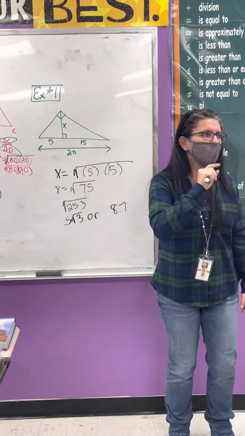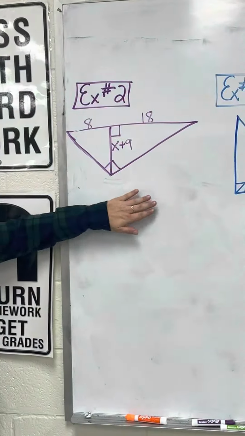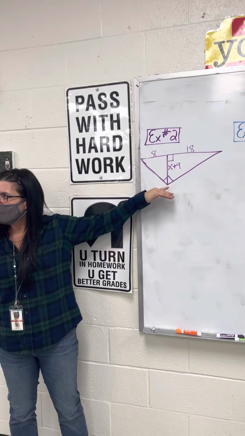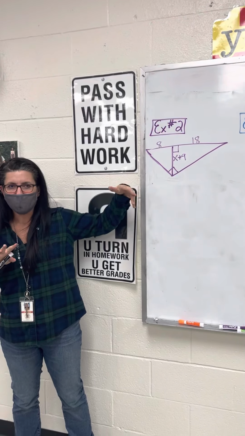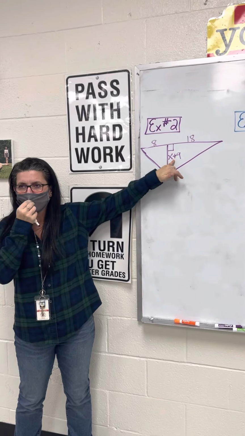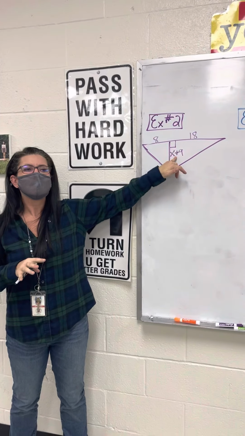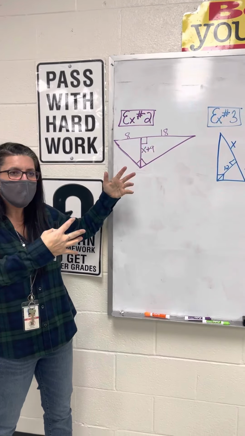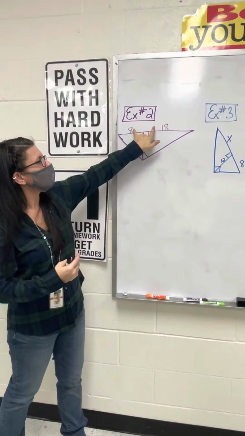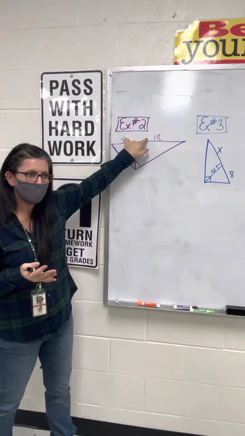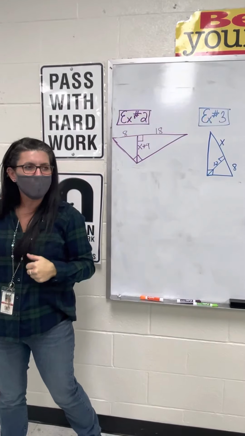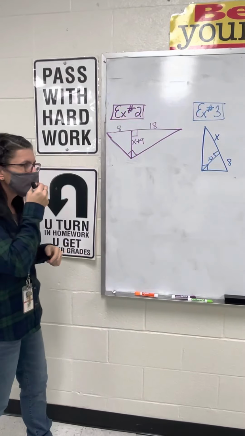Okay, let's move to another example. So example 2, I hope you see that this is a very similar problem to the one we just did. A little more complicated because we have an expression rather than just x. We're going to set this up the same way. So look at what's given to us. I have an altitude and 2 pieces that make up the hypotenuse. That tells me that I'm using that altitude formula that I talked about a minute ago.